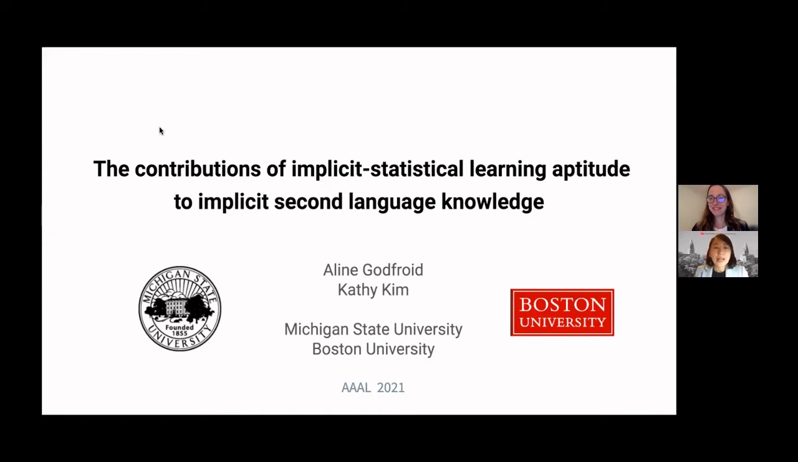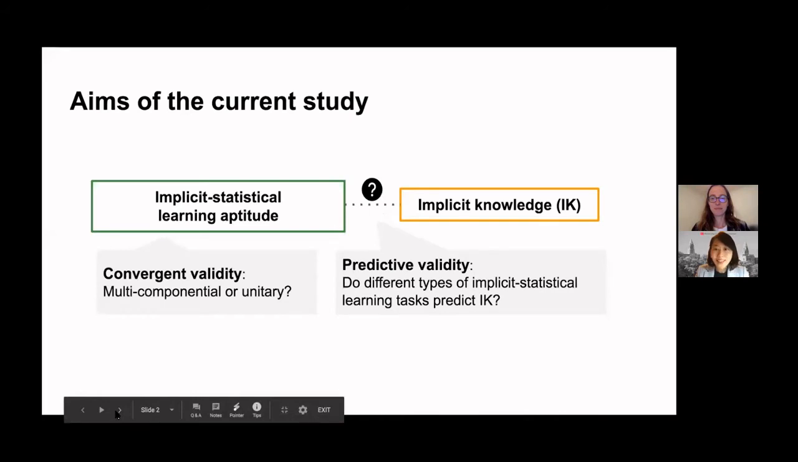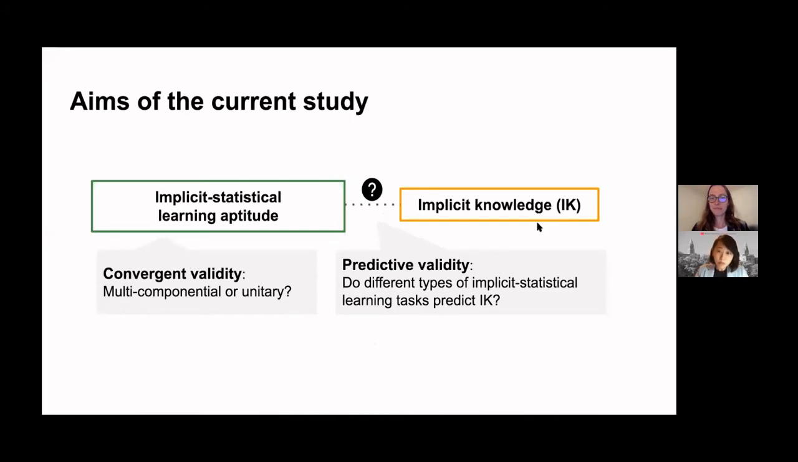Today, Aline and I will be talking about implicit statistical learning aptitude and its relation to implicit second language knowledge. Overall, we had 2 aims for this current study. The first aim was to examine the aptitude and knowledge association. In particular, we were interested in whether different types of implicit statistical learning tasks predict implicit second language knowledge. In other words, we were interested in the predictive validity of implicit statistical learning aptitude.